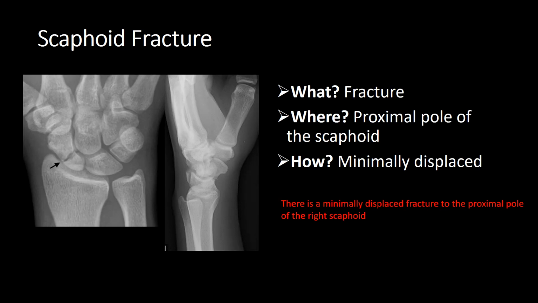So what is it? It's a fracture of the proximal pole of the scaphoid, minimally displaced. We know it's minimally displaced because the cortices are in alignment, there's no step, and therefore it's only minimally displaced.